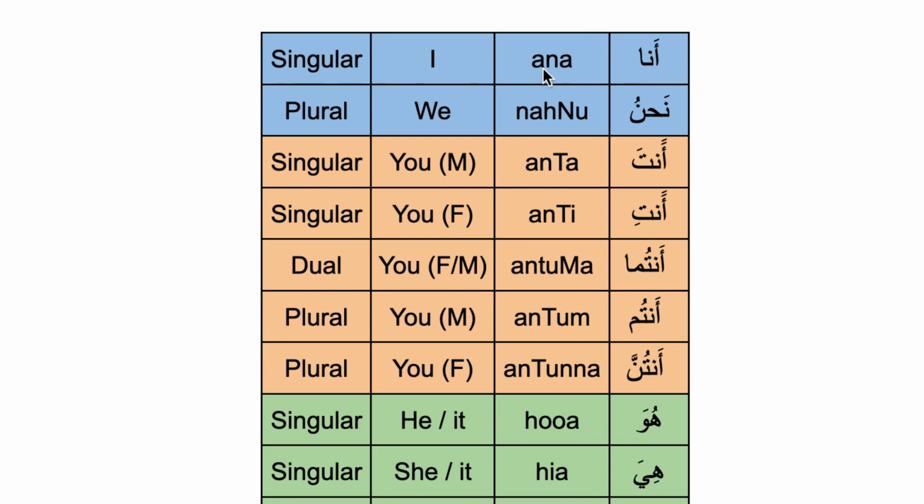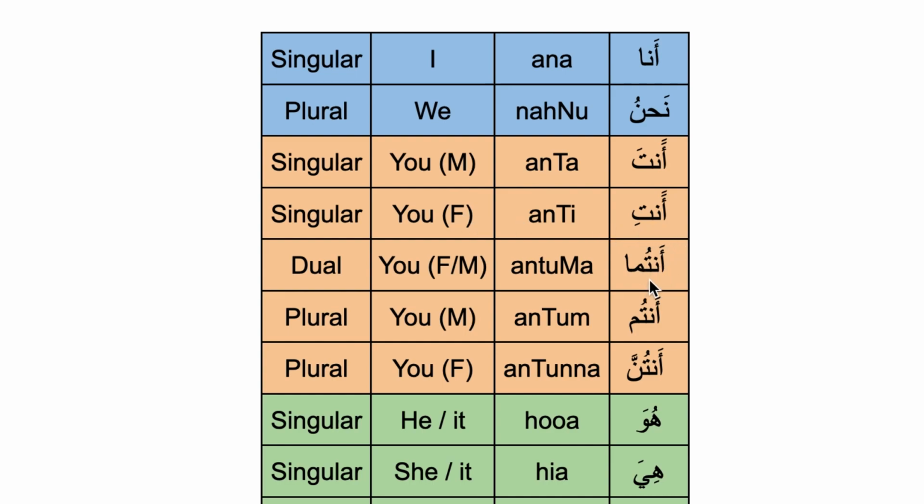Ana means I. For singular, like a single person who's talking, it doesn't matter if it's male or female, both can use ana. Nahnu means we, plural. The same here, it doesn't matter if we are female or male, both can use nahnu. Next is anta. Anta means you, a singular male, not female. Next is anti. Anti means also you, and also singular, but it is for female.